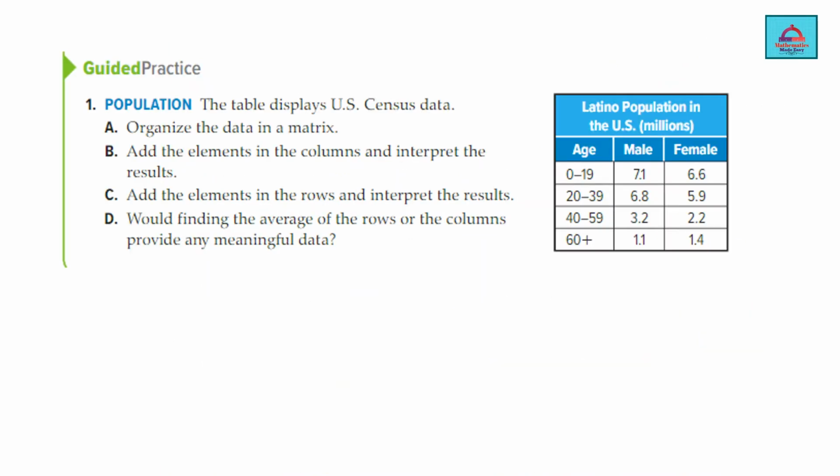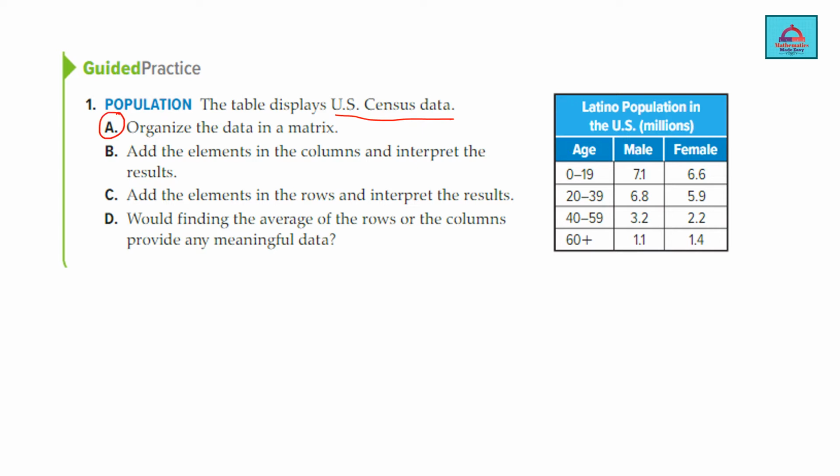Now I'm taking a guided practice question again from the same page 27. Let's see what information is given here. So you are given a table. This table displays the Latino population in the US in millions. So this is the US population census data. First step, you have to organize the data that's given in this table into a matrix.